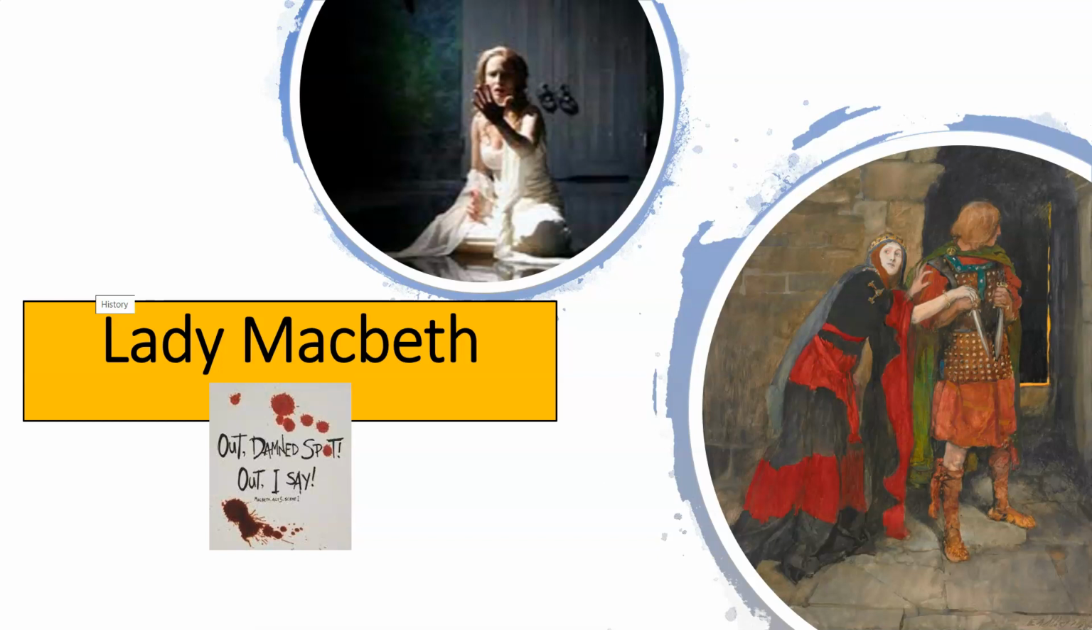She uses emotional blackmail and she capitalizes on attacking her husband's masculinity, and she challenges his manhood. For example, when she says to him, "When you durst do it, then you were a man." Her function here serves to remove his doubt and to really encourage Macbeth to forge ahead with his plans to prove his manhood to her and to prove his worthiness to her.